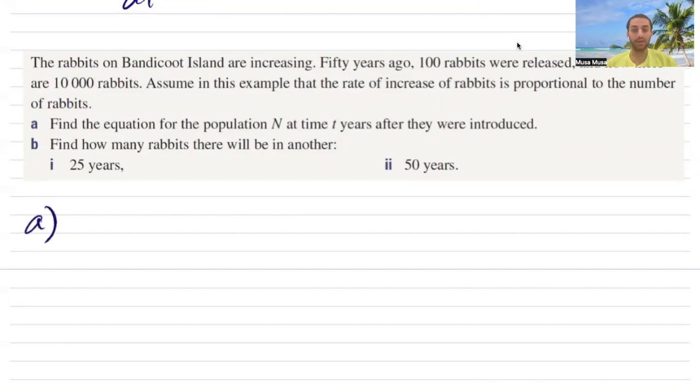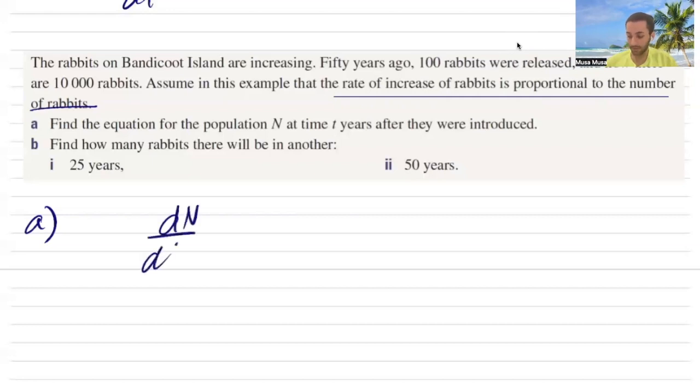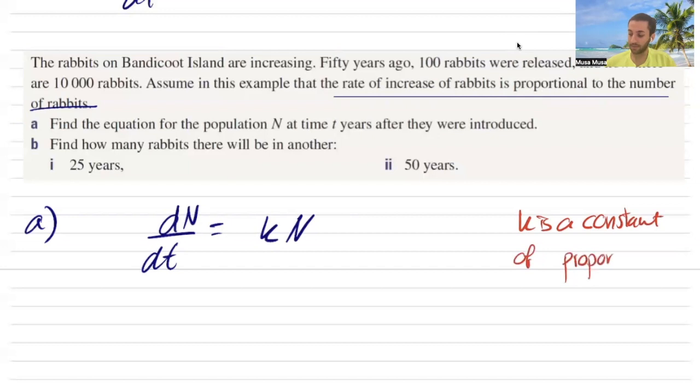For part A, it says the rate of increase is proportional to the number of rabbits. So that means dn on dt equals k, the constant of proportionality, times the number of rabbits, n. Okay, so k is a constant of proportionality.